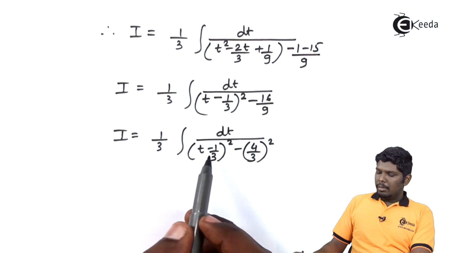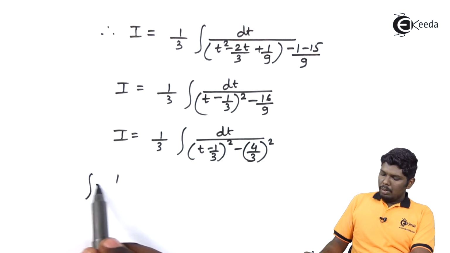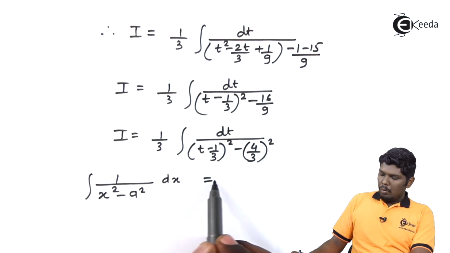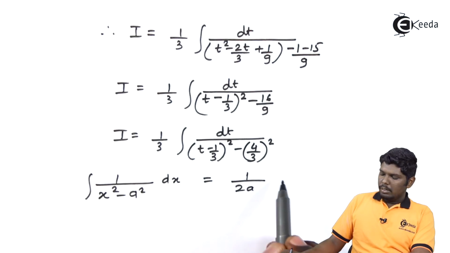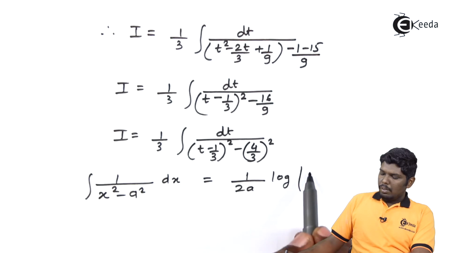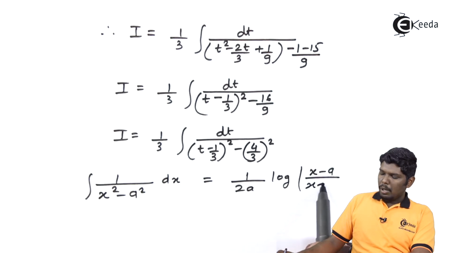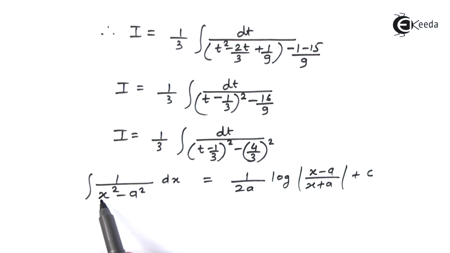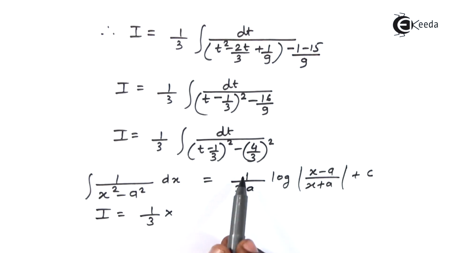We can compare this given integral with the standard formula, integral 1 upon x square minus a square dx, which is given as 1 upon 2a log of x minus a upon x plus a plus c. Here the value of x will be t minus 1 upon 3 and the value of a will be 4 upon 3. That will give you 1 upon 3 into 1 upon 2a. Value of a is 4 upon 3.